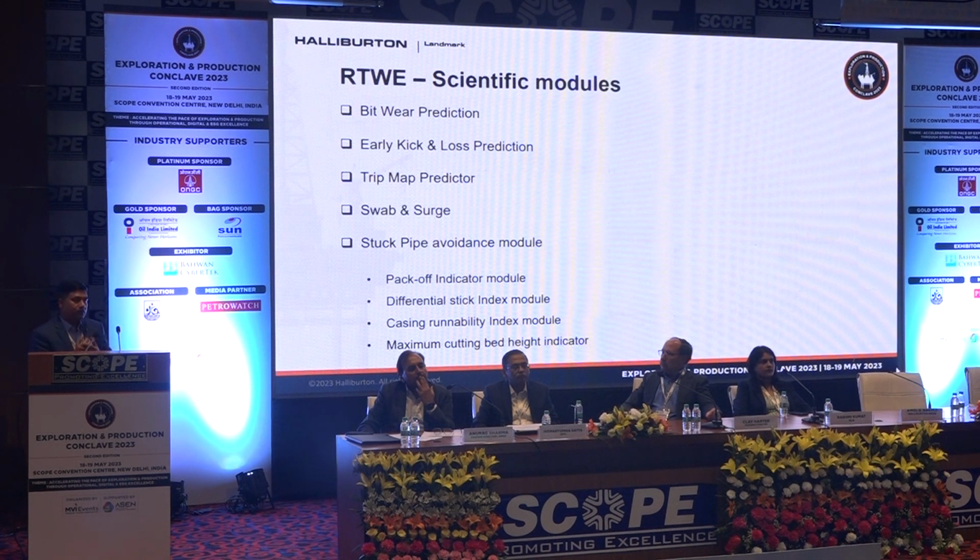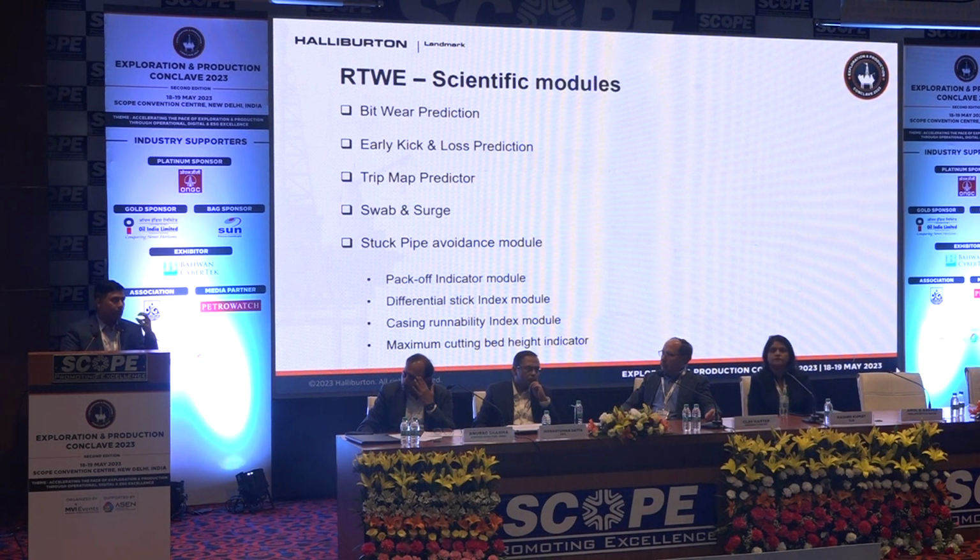And swab and surge. Swab and surge, as we know, happens while tripping in and tripping out of hole. But this model will give you the optimum speed of tripping in or tripping out of hole, which comes from back-end computations. So when you trip in or trip out, it gives the optimized speed, which will help you reduce problems related to crossing the fracture gradients or fracturing at the shoe or in the formation. So that can be reduced, or it can give you advance information to stop that. And last, we have the stuck pipe avoidance model.